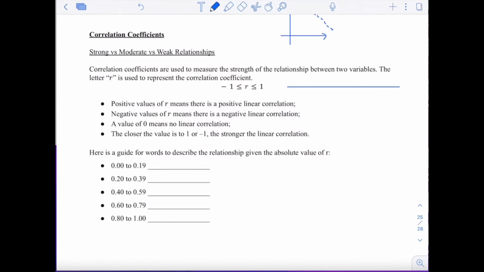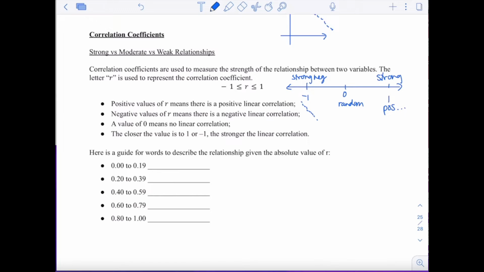So if I were to look at a number line like this, we would see that the numbers would be random here. They'd have no correlation. This would be a strong negative correlation, meaning it looks like a line going down, or a strong positive correlation. Positive values of R mean that there's a positive linear correlation.